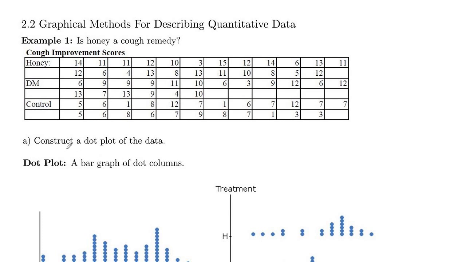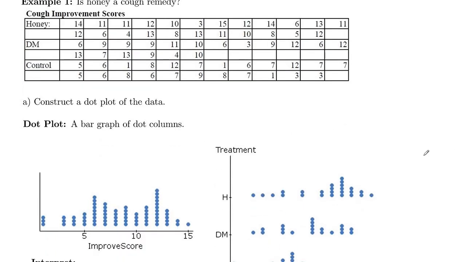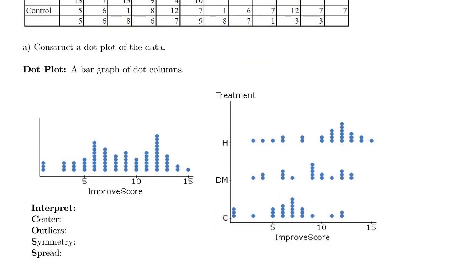And we are going to construct a dot plot of the data. So a dot plot here is just a bar graph where the height of the dots gives the frequency. So I used some software to construct these dot plots. This is the improvement score on the horizontal, and then frequency is on the vertical. This is for all of the data combined. And then these three dot plots here are for the individual data: the dot plot for the honey as a cough remedy, for the dextromethorphan, and for the control group.